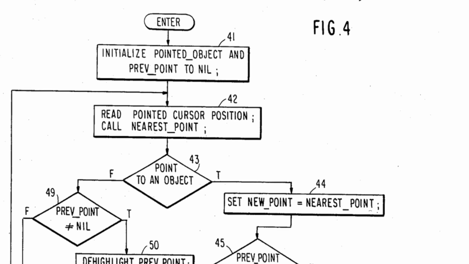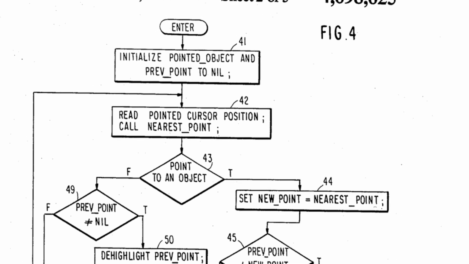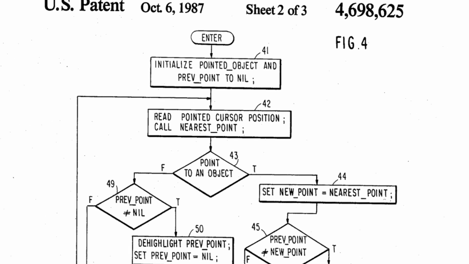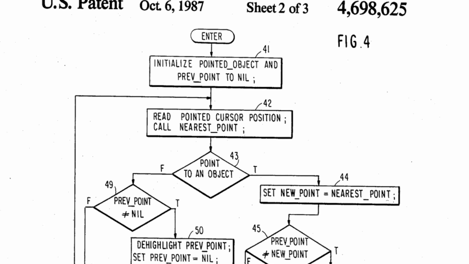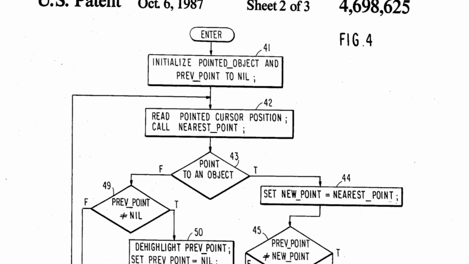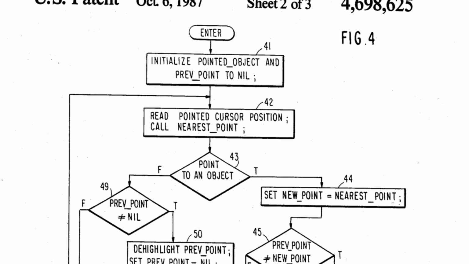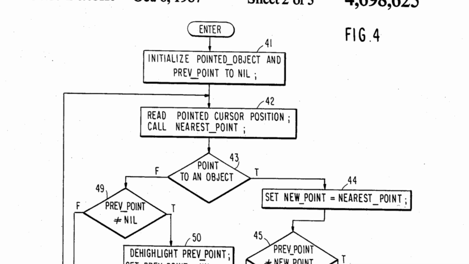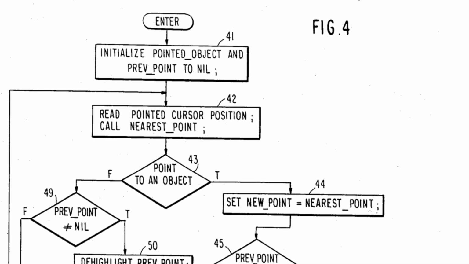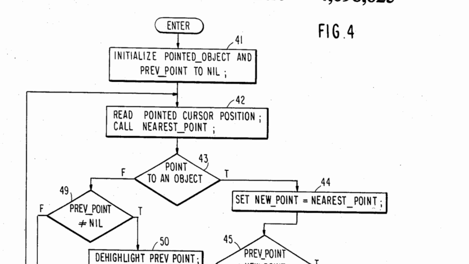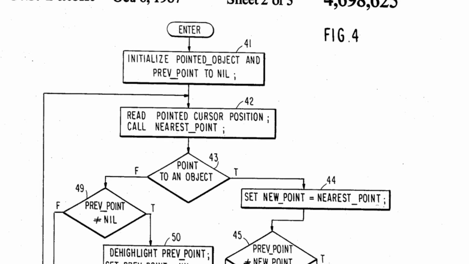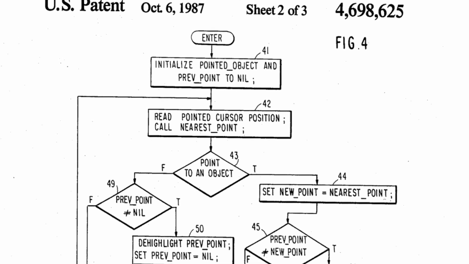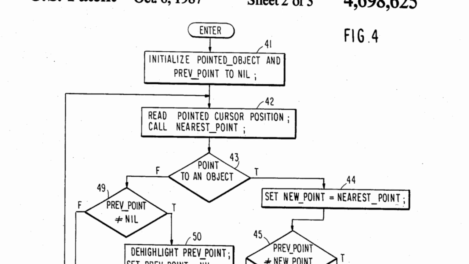the procedure nearest point. A test is made in decision block 43 on the result, which is passed back from the procedure nearest point. If the current pointing cursor is pointing to a graphic object, then in block 44 the new point is set equal to the nearest point, which was passed back from the procedure nearest point. A test is then performed in decision block 45 to see if the previous point and the new point are the same. If they're not the same, then a test is made in decision block 46 to determine if the previous point is defined.